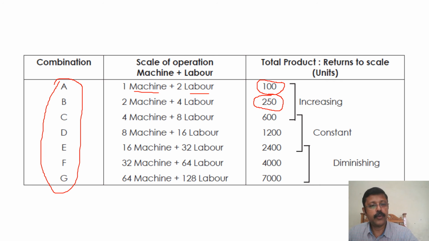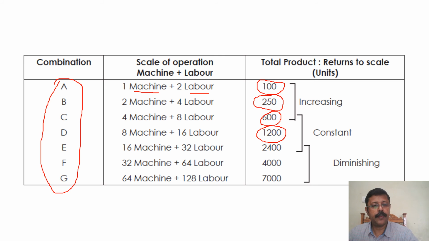Now again, from 2 to 4, you have increased. That means you are buying 4 machines and therefore you have got 8 laborers, right? That means you have doubled the input. Now your output is 600 units. Right. Now you have increased from 4 to 8. That means you have doubled, that is, there's a 100% increase in the input. Now the output is 1,200 units.